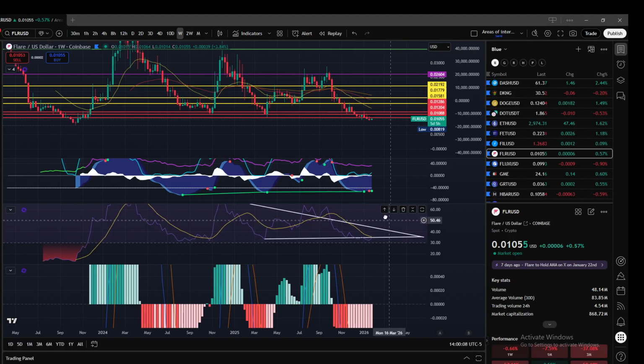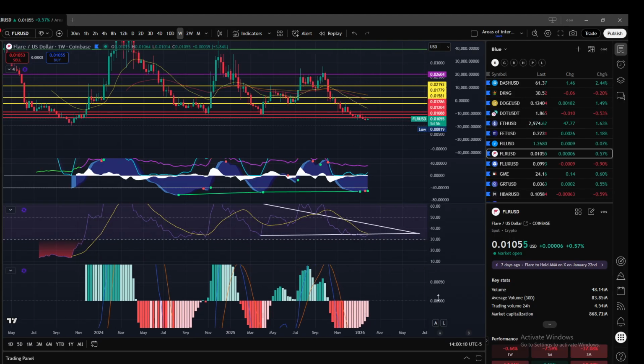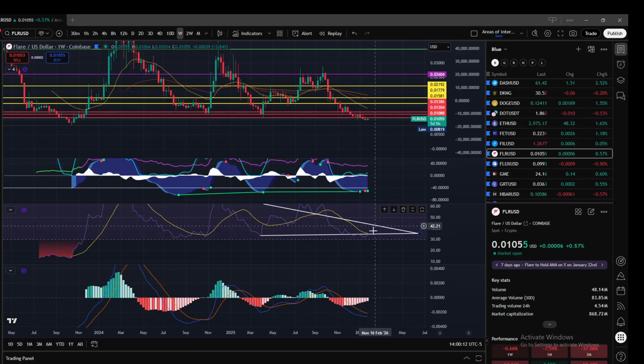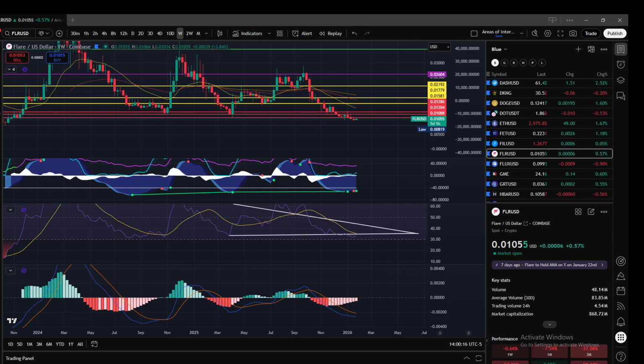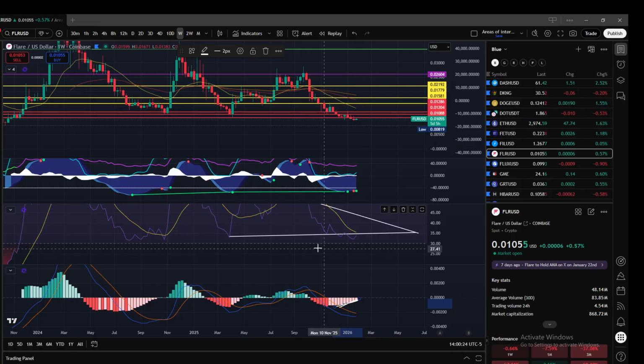You're attempting to move and break out. Not attempting to break out, but your indicators are showing there is some momentum building. You have this decaying of bearish momentum. Do we have any bullish divergence? We do not, but it's a steady decline.